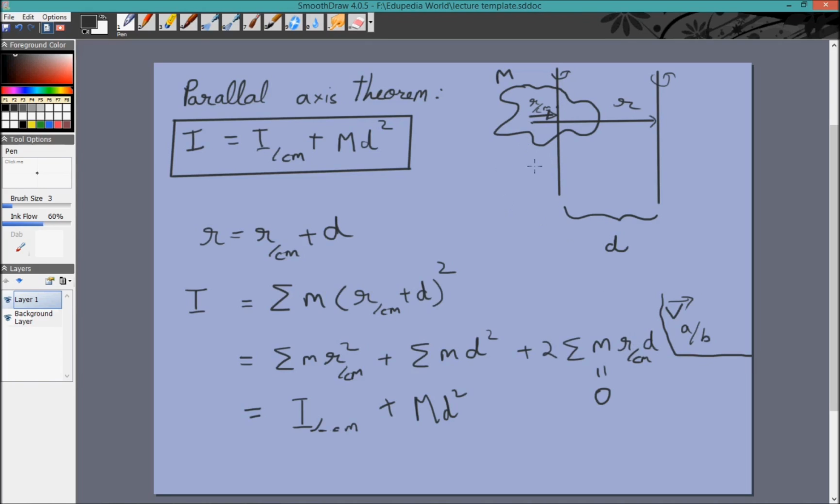You can look at it in this way. If we take m i r i for this object, and we take m i r i for this object, and we take m i r i for this object, and for this object, and we add them up, we'll get the total mass multiplied by the position of the center of mass. But that is 0 with respect to the center of mass, right? So this term will add up to give me 0. So this is how we can prove the parallel axis theorem.